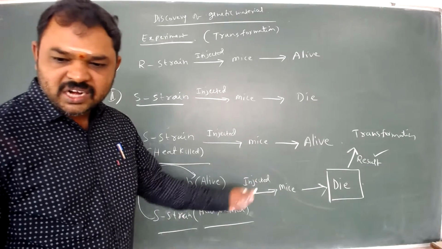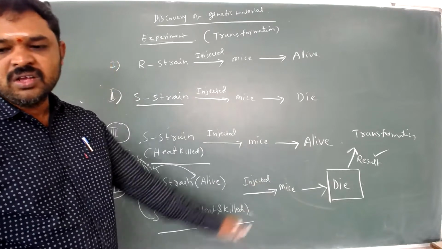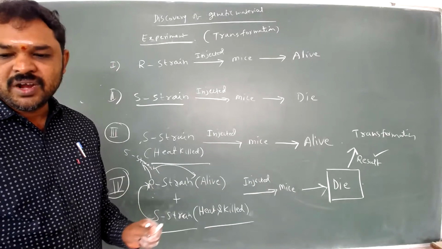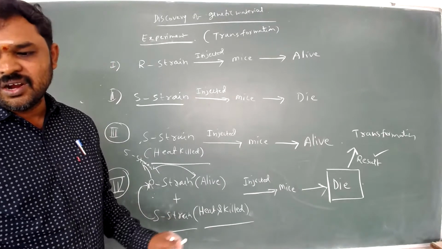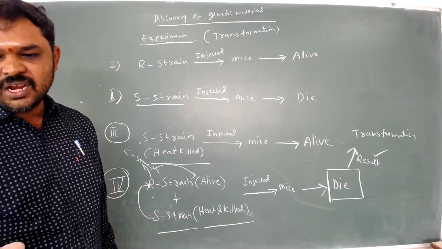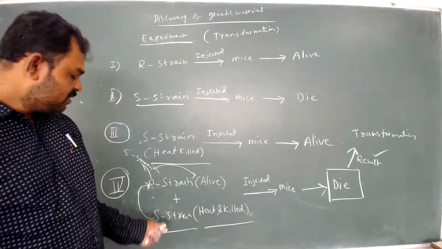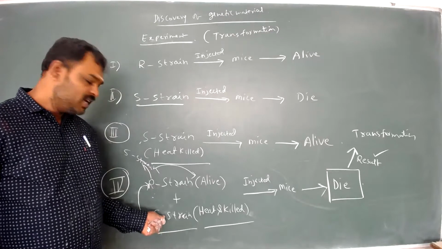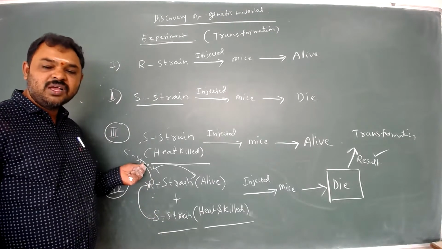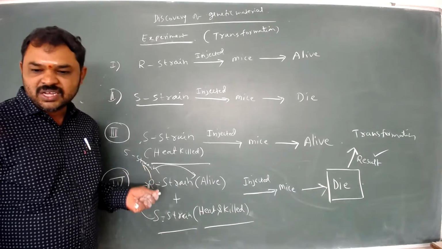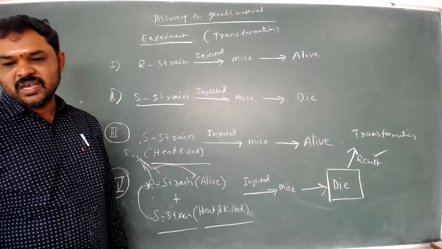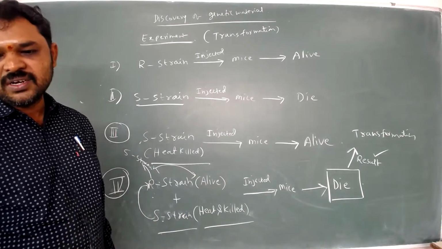So due to the transformation only, what result did we get? So what was the chemical responsible for transformation? Griffith did not know what the material responsible for transformation was. Some material from the S strain enters the R strain, and the R strain can be transformed into the S strain. So the S strain nature causes the problem. Hence the mice died. This principle was called transformation.